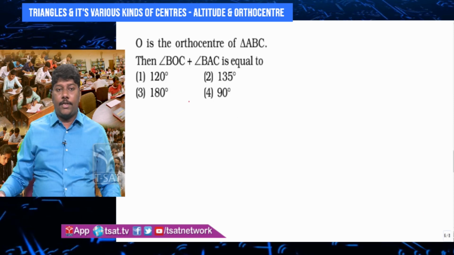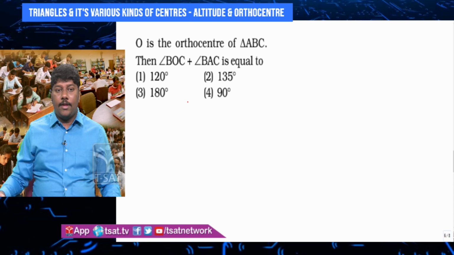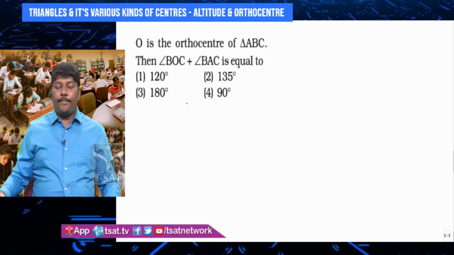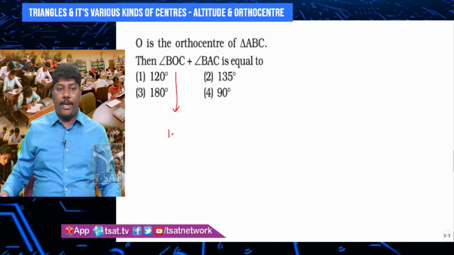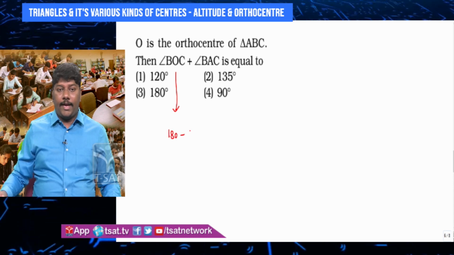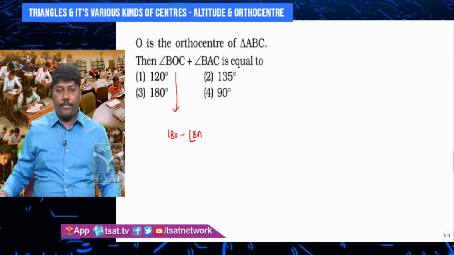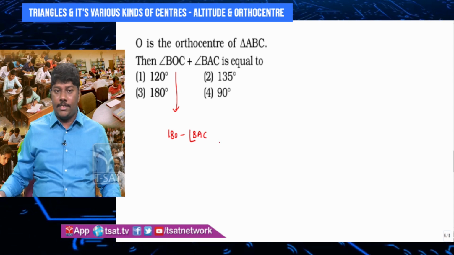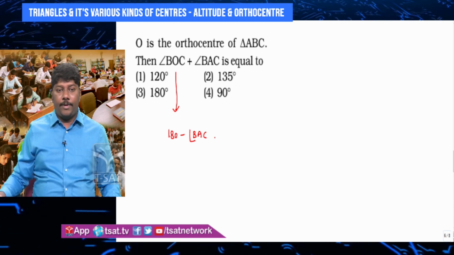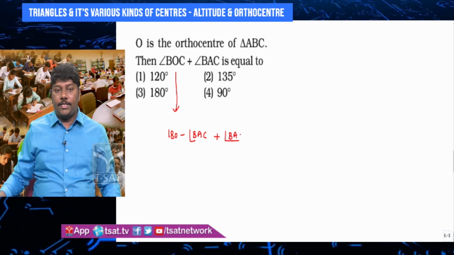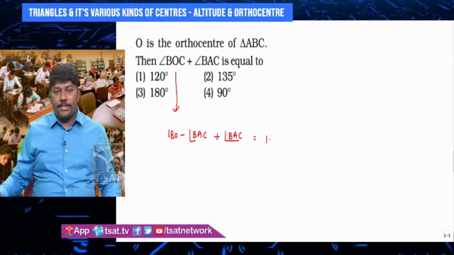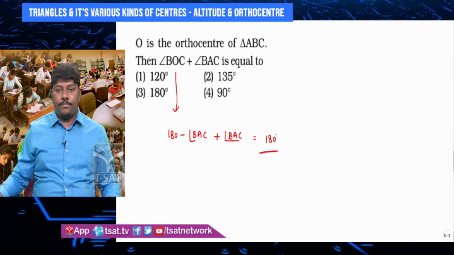O is the orthocenter of triangle ABC, then angle BOC plus angle BAC. See, BOC, we have just now seen that it is 180 minus angle BAC. You can call it BAC or else angle A. BAC and angle A, both of them are the same, plus angle BAC. So, angle BAC gets cancelled. Answer is 180.